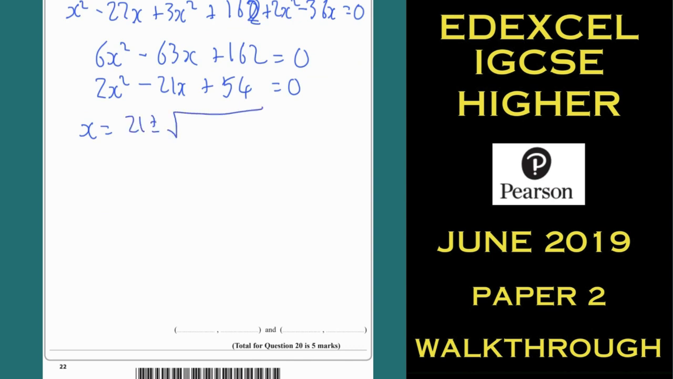plus or minus the square root of b squared, which is 441, minus 4 times 2 times 54, which is 432, all over 2a, 2 lots of 2. When you stick that in your calculator, using the plus, you should get x to be 6. Using the minus, you should get x to be 4.5.